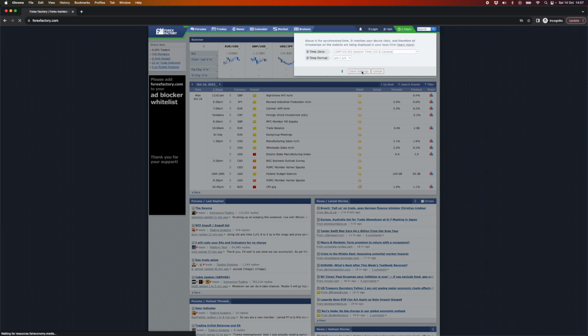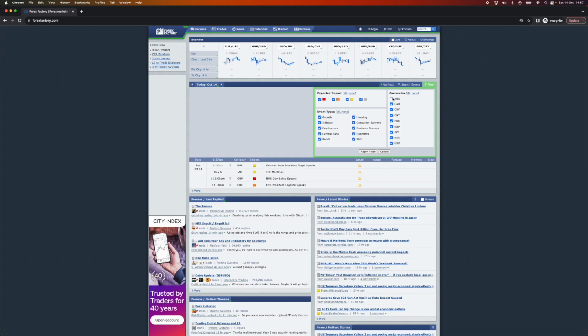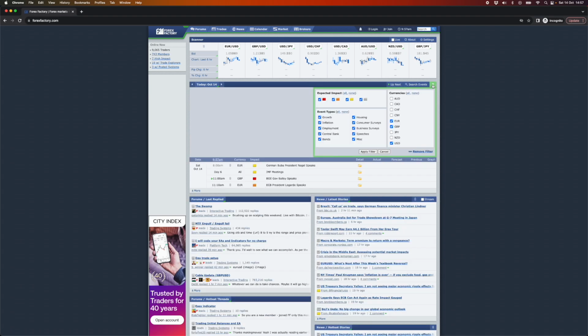Okay, once we've done that, I typically take out currencies I don't trade. So I care about Euro, I care about GBP, and I care about USD. For the purposes of this, to make it a little bit easier to see, I will also take out no impact news.